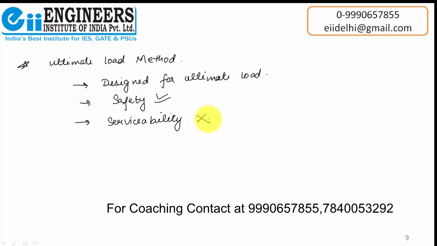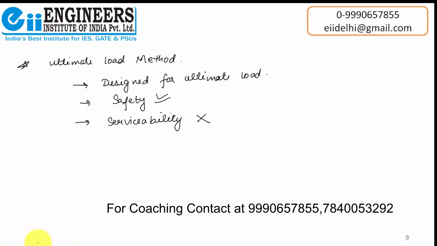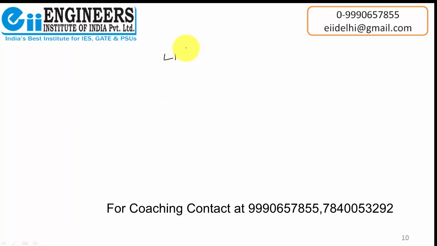But still this method came into action because of this non-linear behavior that we discussed here: in WSM we take only this much strength of a material, but in the ultimate load method we took this much strength of a material. But still it does not give the serviceability requirement. So the next method, and the method that we use nowadays in every construction, is the limit state method.